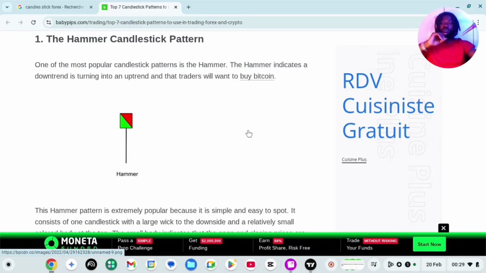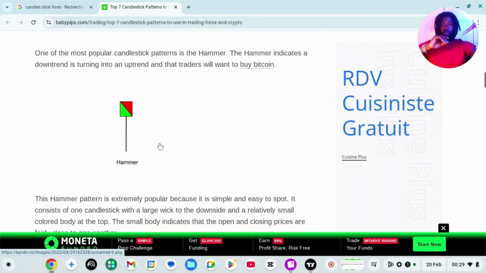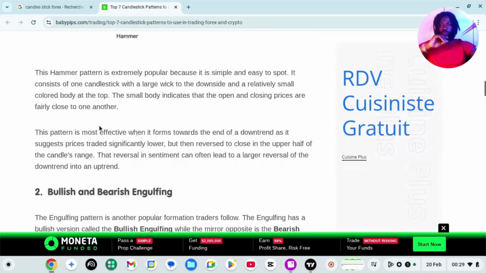There are even some people who buy when they see this hammer only. Mind you, you don't trade candlesticks alone, you trade them with your strategy, your technical analysis and all of that. So it's an additional tool for you to know what they are telling you. It is very, very important. It allows us to make better decisions in the market. Now let's continue.